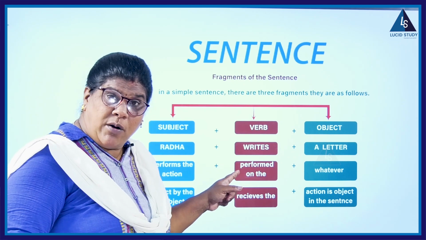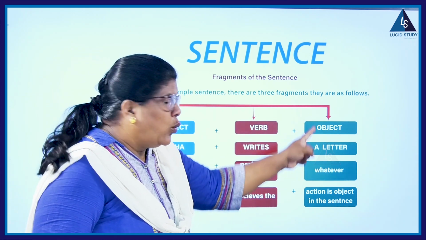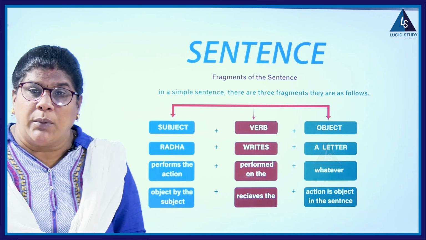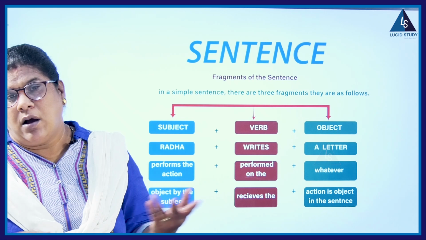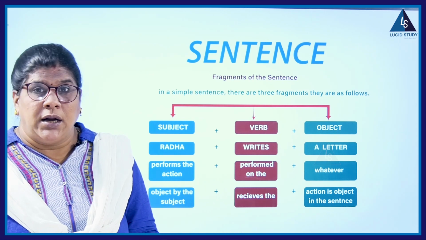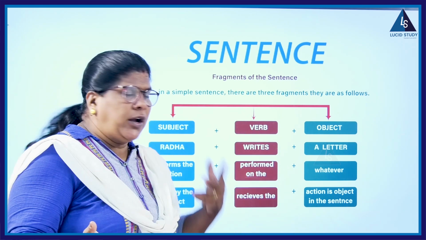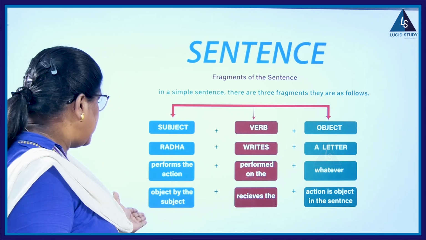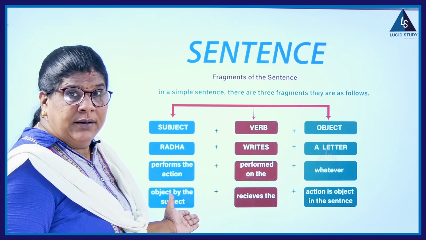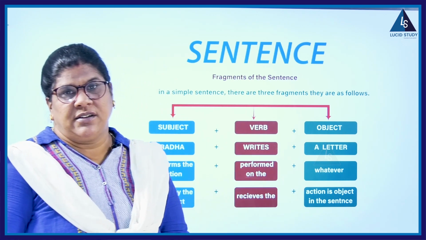What is the action performed in the sentence? That is said to be the verb. And on what? The action may be on a thing, or on a place, or on a person. So, based on that, the object can be whatever the action is done upon. The object receives the action by the subject. The subject performs the action in the sentence.